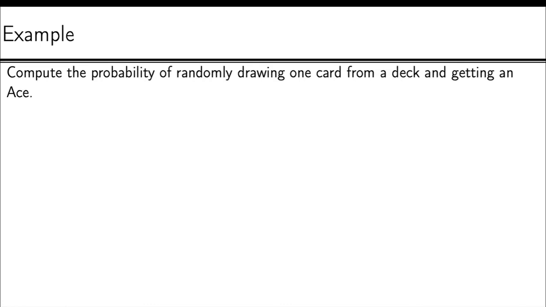Compute the probability of randomly drawing one card from a deck and getting an ace. Okay, so the probability of getting an ace, that's going to be the number of ways to draw an ace, so number of aces, and then divide by the number of total ways to draw, so that's divide by the number of cards. Okay, so there are 4 aces, and there are 52 cards in a standard deck. So 4 out of 52, or 1 out of 13.